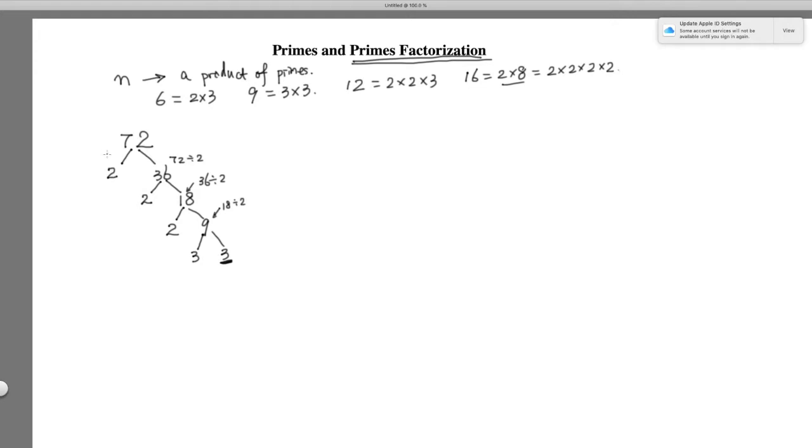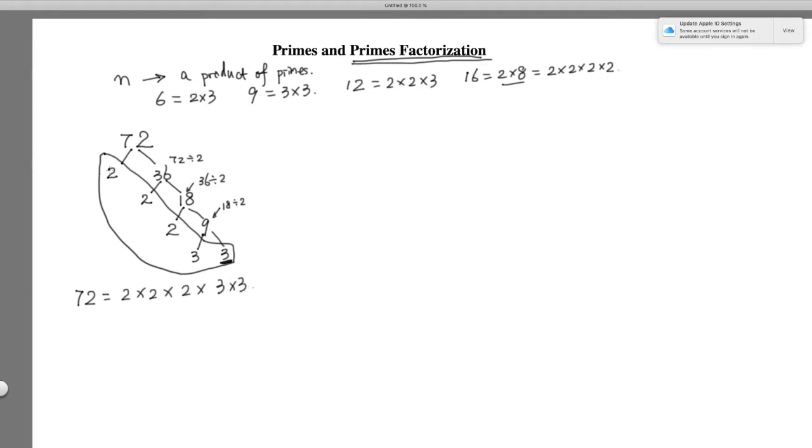And this is called the prime factorization tree. And what's the final form of its prime factors? We're going to collect all the branch leaves, the so-called leaves, on the edges of the tree. And these are the leaves. And we write down 72 as the product of its leaves. 2 times 2 times 2 times 3 times 3.